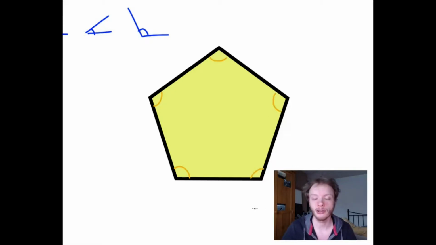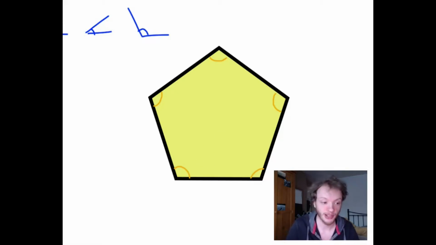For your activity, you're only looking for internal angles. So that means angles inside the shape. I'm not interested in these angles. That is an angle, it's a reflex angle, but they're not the kind of angles I'm interested in for your work today, so don't worry about those. We're focused on these internal angles, which I've marked in orange.